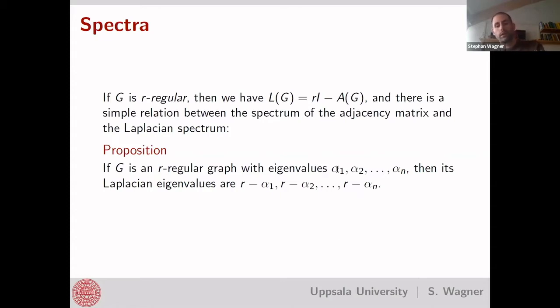If the eigenvalues of the adjacency matrix are alpha 1 to alpha n, then the Laplacian eigenvalues are simply R minus alpha 1, R minus alpha 2, and so on up to R minus alpha n. It's a very simple transformation. In general, there is no such simple formula like this one. This only works if my graph is regular.